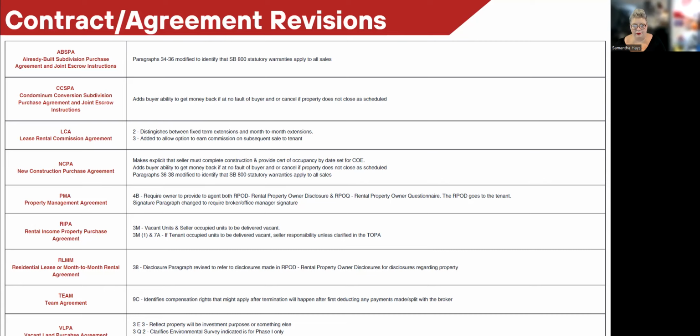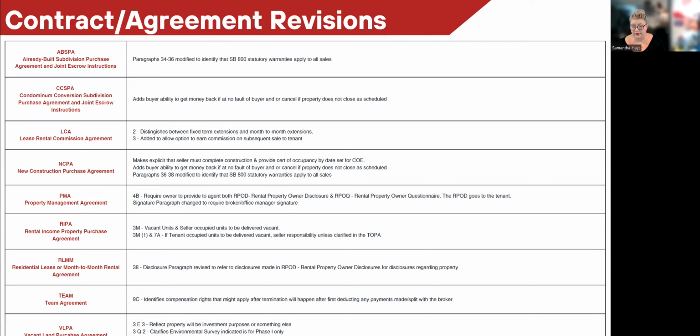We also have the residential lease or month-to-month rental agreement that is stating that those disclosures that I just talked about, that RPOD, will be the disclosure that will be given to the tenant. The ROPQ is to be given to the brokerage only.